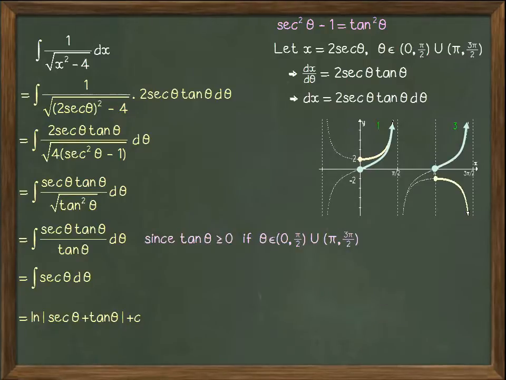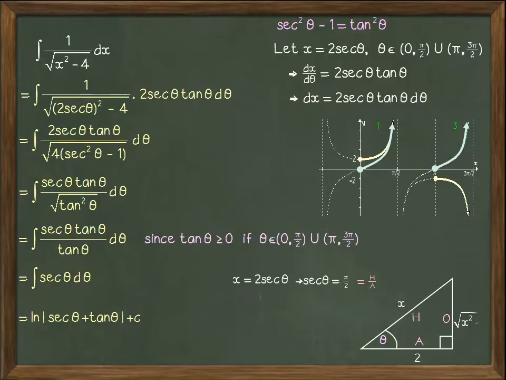To rewrite my answer in terms of x, I must remember that x is 2 sec theta, which implies that sec theta is equal to x over 2, which is the hypotenuse over the adjacent. So my hypotenuse is x and my adjacent is 2, and using Pythagoras, I can calculate that the opposite is equal to the square root of x squared minus 4. Since tan theta is the opposite over the adjacent, tan theta can be substituted by the square root of x squared minus 4 over 2.